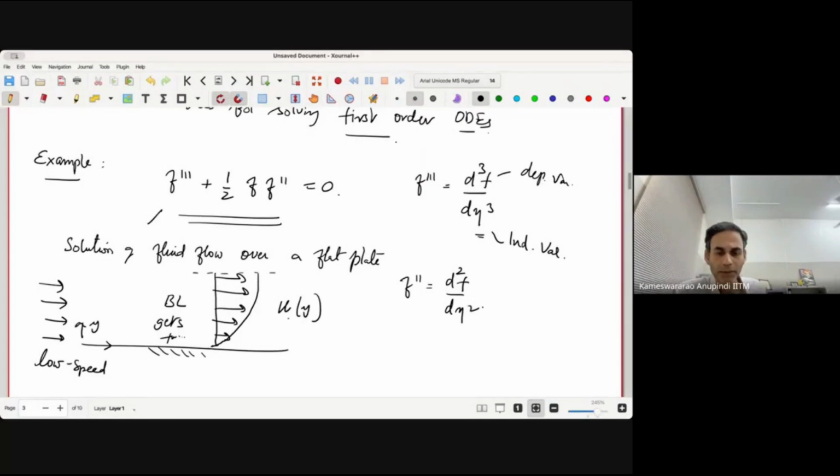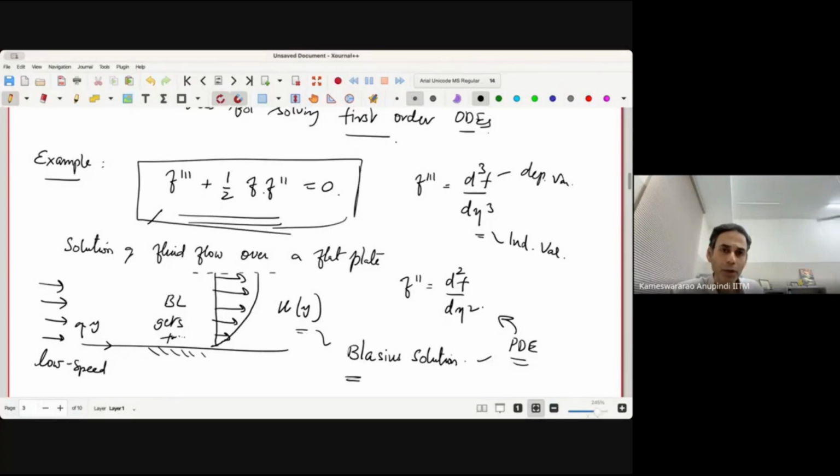To obtain this, we use what is called a similarity solution. This was obtained by Blasius, and it is called the Blasius solution. In this solution, the fluid flow partial differential equations that we get are systematically reduced to an ODE of this form.